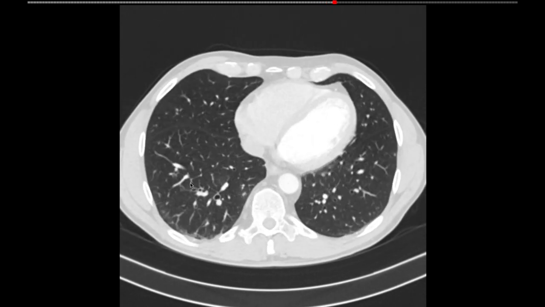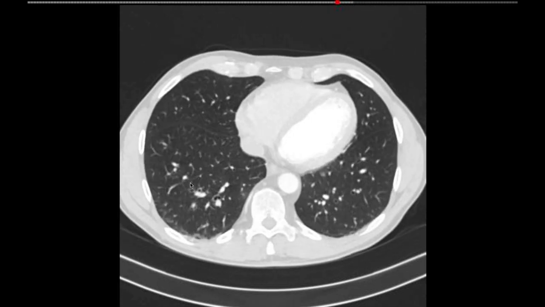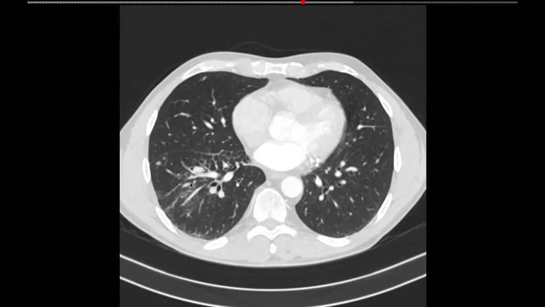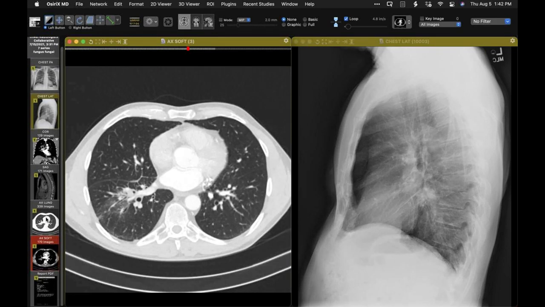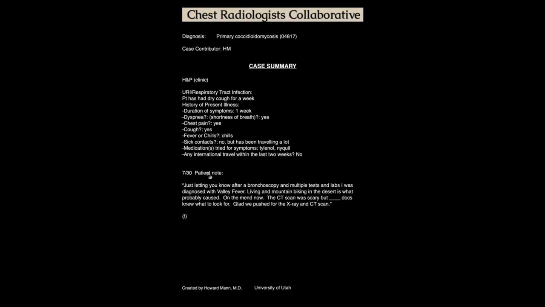And that's really interesting, I think. The edema is confined to the right lower lobe. And I followed that up to see what would happen. And I'll show you, kind of curiously, I've got some notes I can show you here. But this is the history. And here you can see the patient's note. So the patient went to get a workup in Arizona. And here's the copy and paste of the patient's note, saying that they diagnosed him with coccidioidomycosis. On the mend now. CT scan was scary.